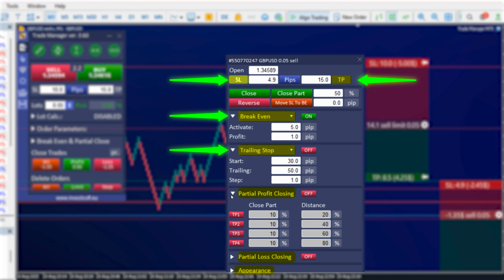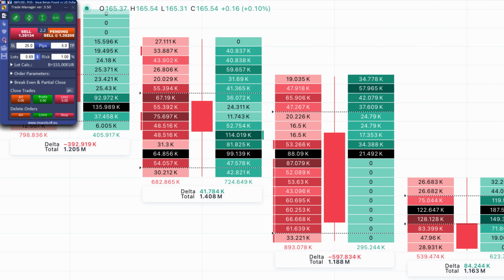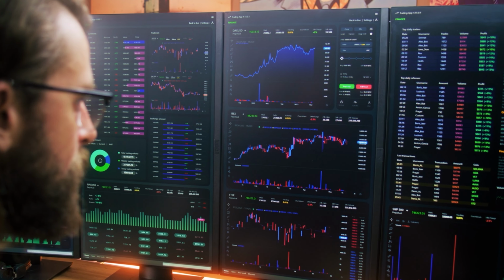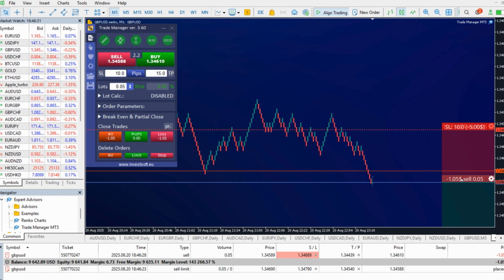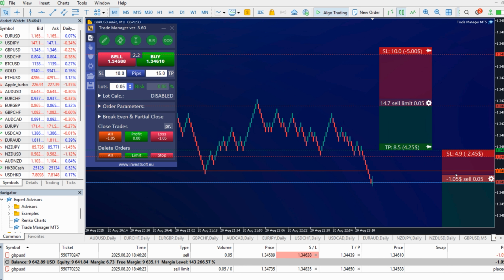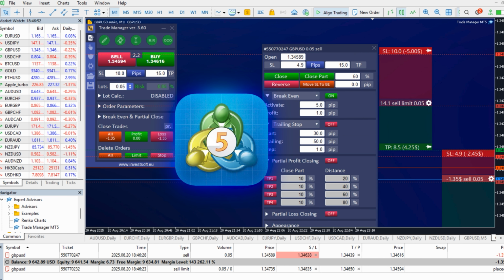all other functions, regardless of whether you are working on a Renko, tick, or any other custom chart. With this feature, you can combine the benefits of analyzing the market on custom charts with the full trade management capabilities provided by Trade Manager MT5 and MT4.